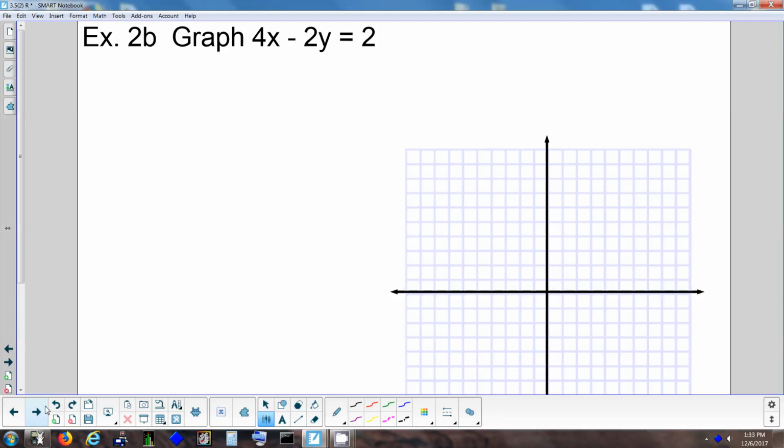If x and y are on the same side, we've got to get the x to the other side. So it's either going to involve addition or subtraction, depending on what sign is with the number with x. Connor, in this problem, what number is with x? 4. What type of 4 is that? Positive. What am I going to do to move it? Subtraction. Make it negative, right?